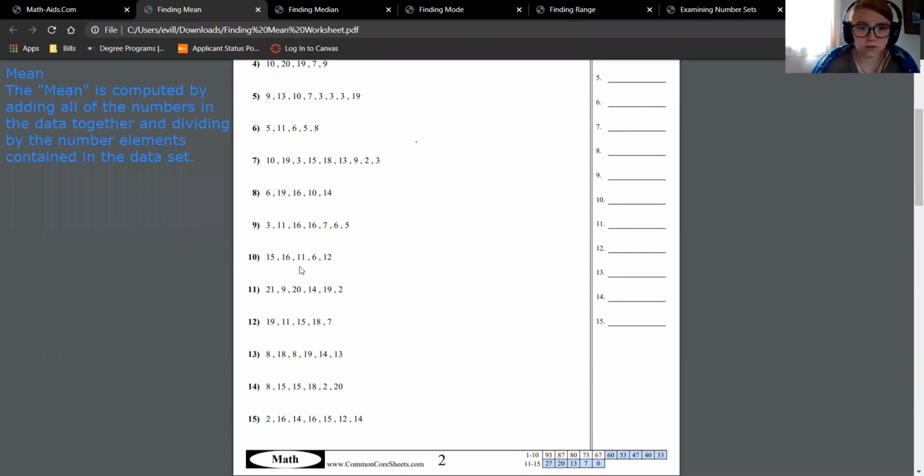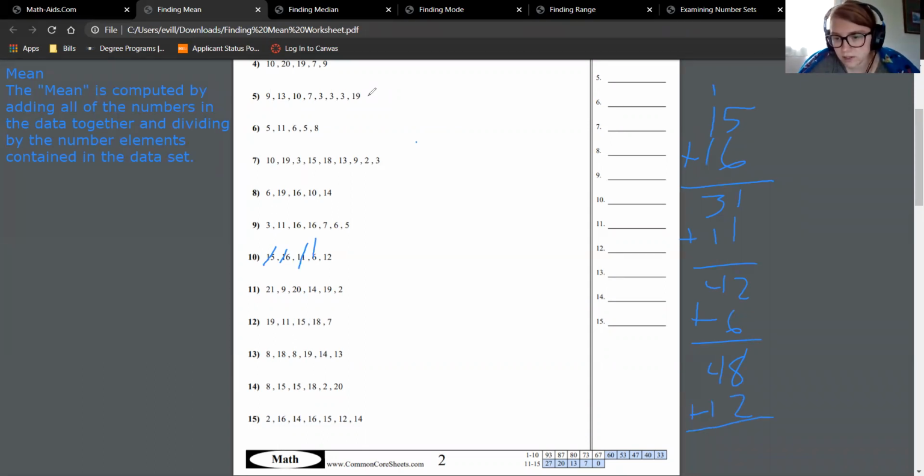So first, we have to add them all together and then divide by how many there are. So number 10, we have 15 plus 16, 5 plus 6 is 11, 31 plus 11 is 42, plus 6 is 48, plus 12 is 60. So we are going to divide by 60.